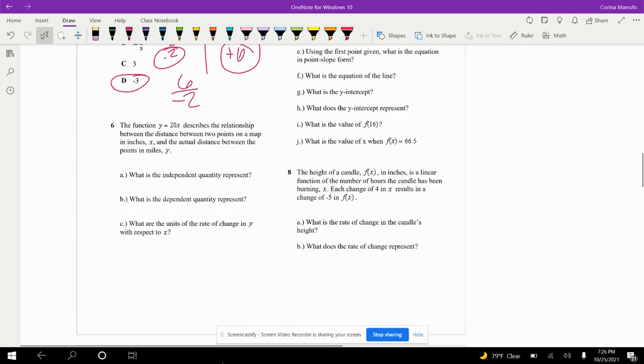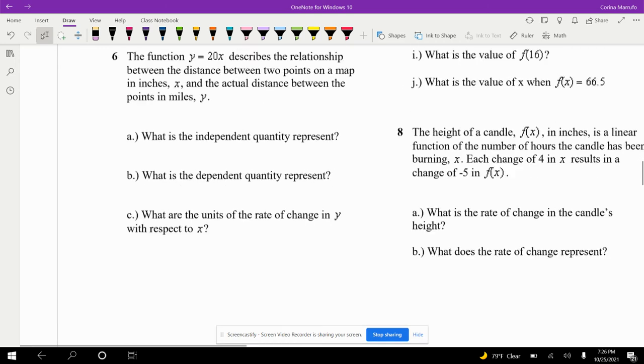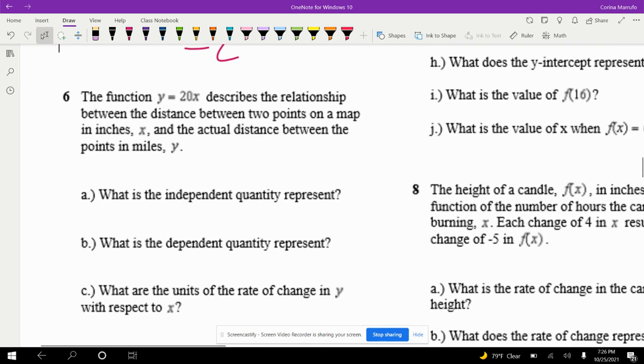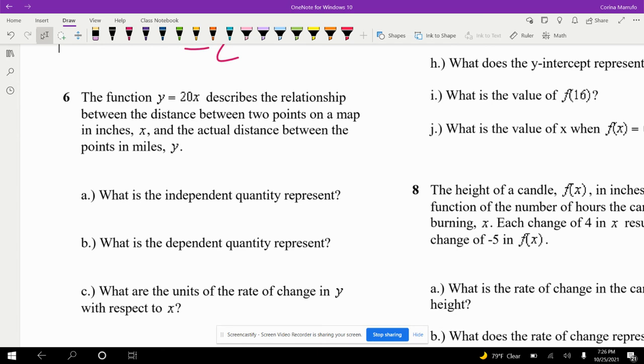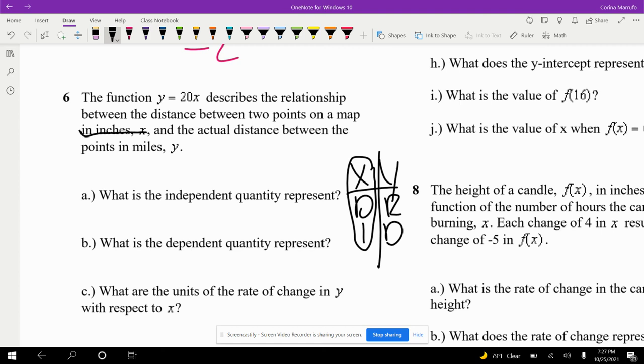Okay, number 6. It says the function y equals 20x describes the relationship between the distance between 2 points on a map in inches, x, and the actual distance between the points in miles, y. What does the independent quantity represent? Just in case you don't remember, x and y went to the doctor and they needed their ID. So our independent is going to be our x value. It says the distance between 2 points on a map in inches, x. So the independent quantity is the distance between 2 points.